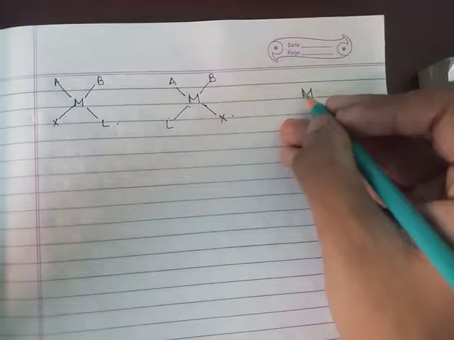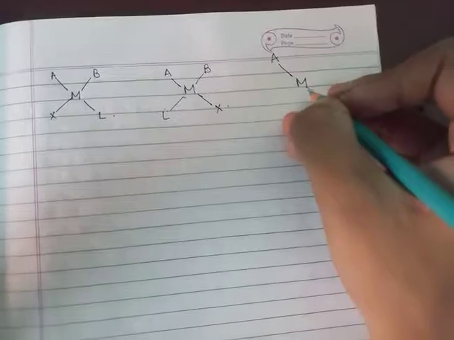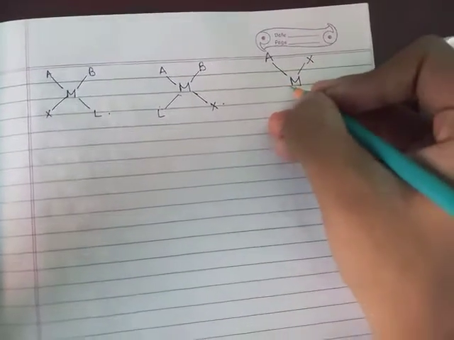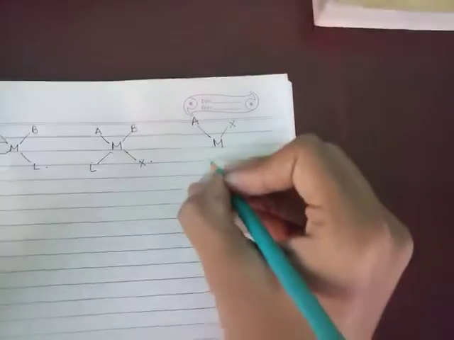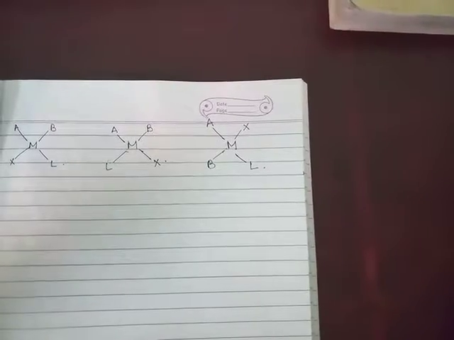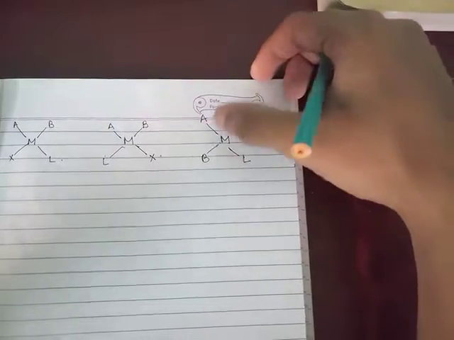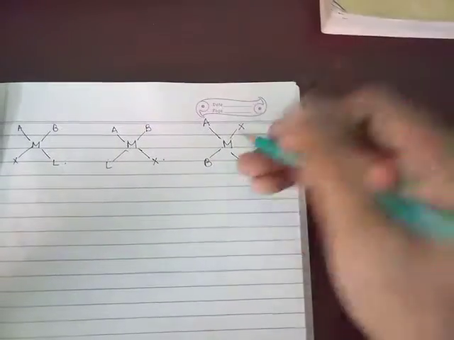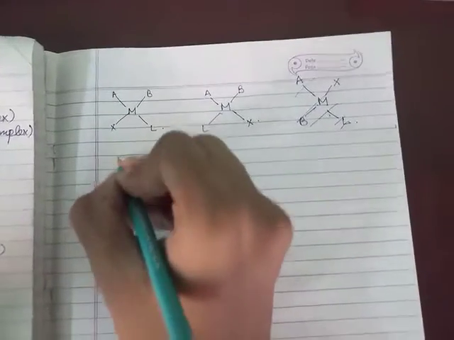Now we'll take this case. In this we'll draw some other structure: say A, then we'll put X over here, then B over here, and then L over here. This is also a different structure, in which A is adjacent to X and B is adjacent to L. No, this is not the same structure. This and this structure were the same. We need to find the different possible structures.